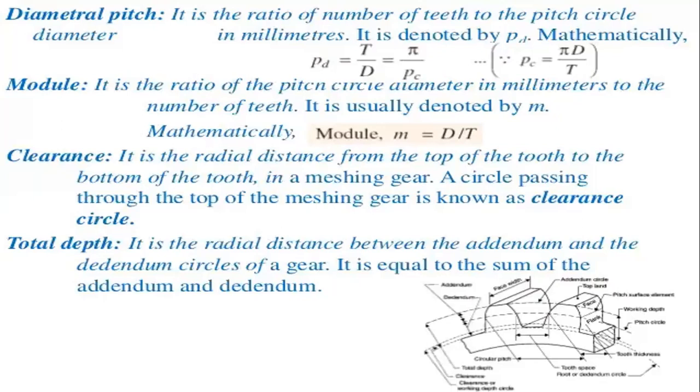Then total depth. It is the radial distance between the addendum and the dedendum circles of a gear, and it is equal to the sum of the addendum and dedendum.